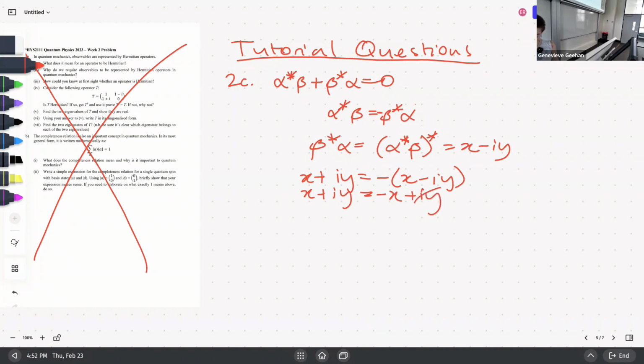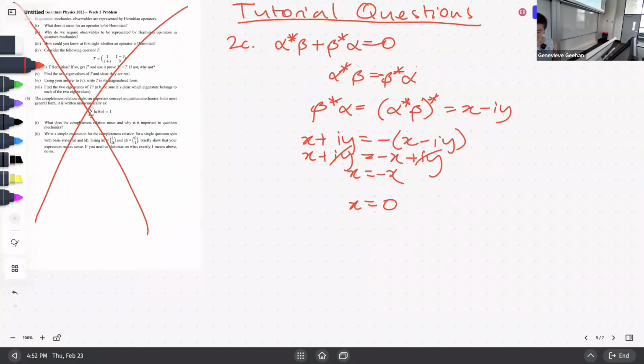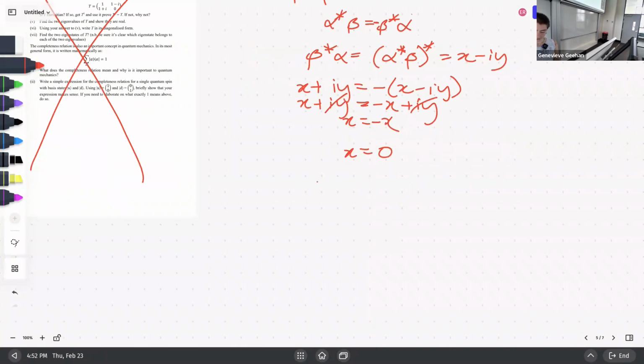So now these terms cross out, and we have x equals minus x. So x has to equal 0, which means that alpha star beta only has an imaginary part. And the same thing for gamma star delta, basically.